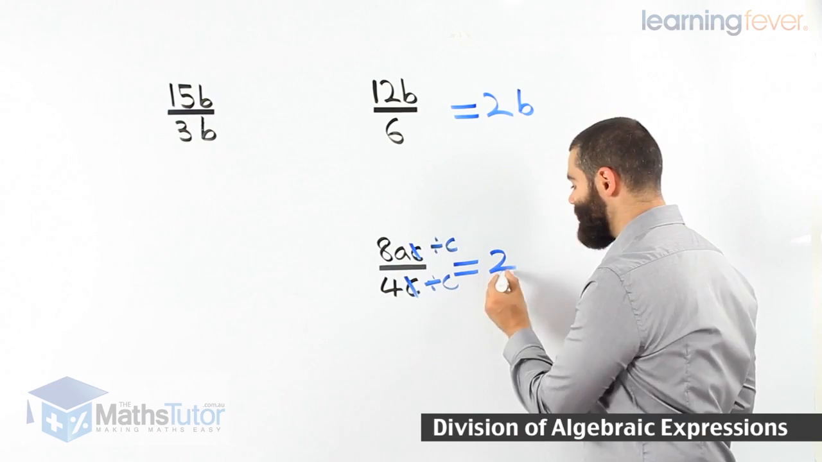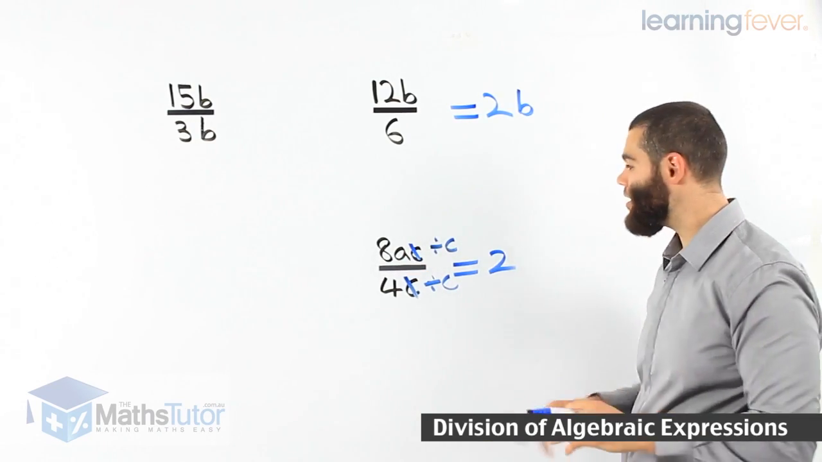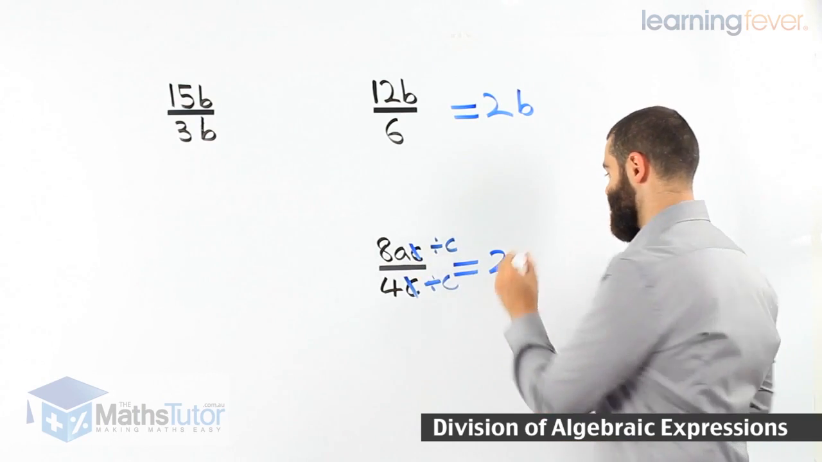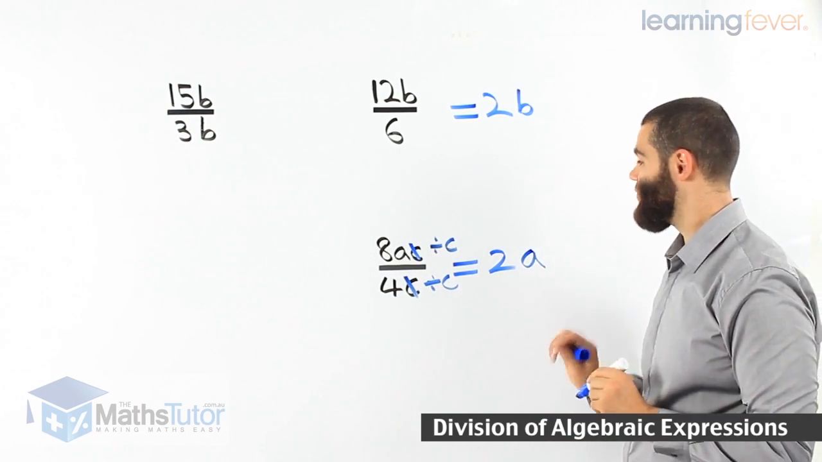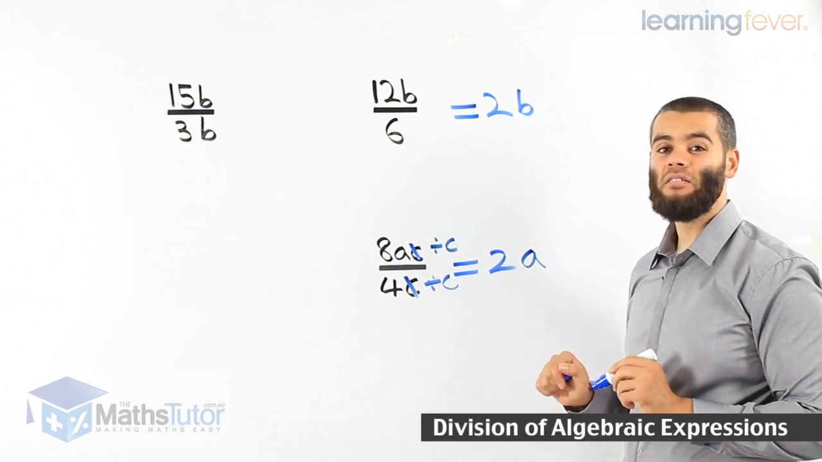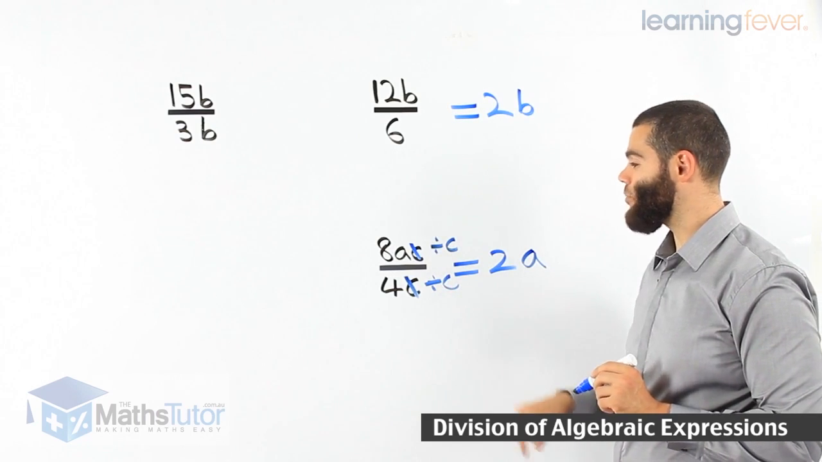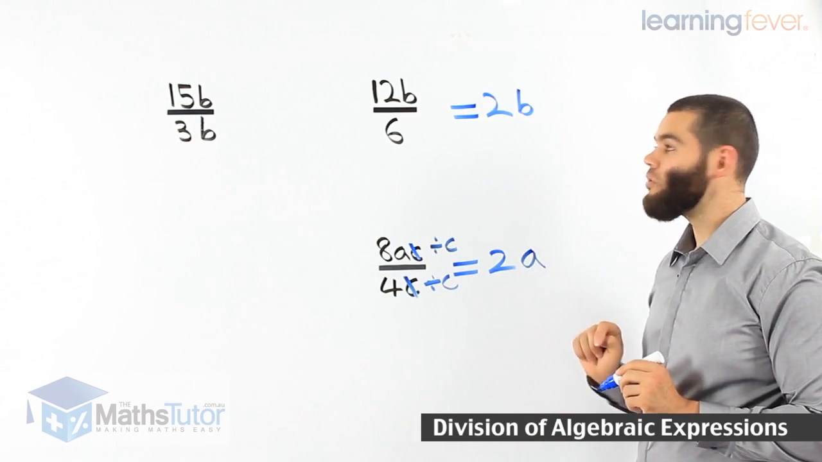So 8 divided by 4 is 2. The c's are gone. See you later. Bye-bye. We're left with a. So 2a is our final answer. Very important that you look carefully. 8 divided by 4 is 2. The c's cancel out because one is on top and the other one is on the bottom. And a is there. Let's do another one.